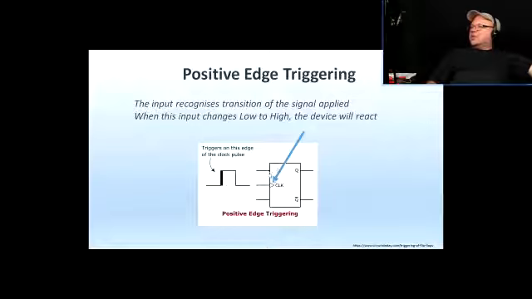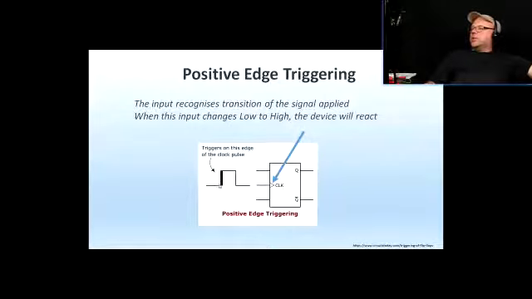Whatever is on the input, if this input doesn't see the signal going from low to high, it is not going to react. So when the input changes from low to high, the device will react. That is called positive edge triggering.